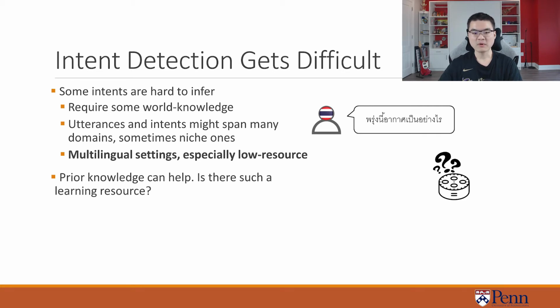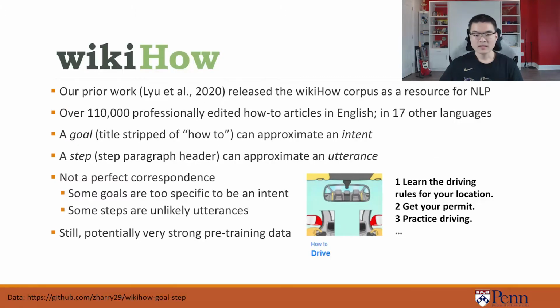However, it is possible to use prior knowledge from some kind of learning resource. Now the question is, does a suitable learning resource as such exist? The answer, fortunately, is yes. I would like to guide your attention to an interesting website called WikiHow, which is a website containing more than 110,000 professionally edited how-to articles in English, but also in 17 other languages with fewer documents.